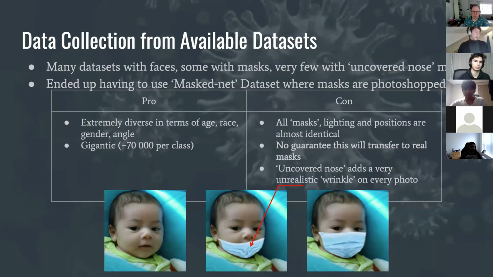Great. And so to help us support the personal data that we collected as well, we decided to see what other data sets were available. So there's this mask data set which photoshops images of masks onto existing photos. And it has some pros and cons. The pros are that it's extremely large, so we can definitely build up our data set size, and it's quite diverse. But the cons are that because it's Photoshop images, there's actually no guarantee that this will transfer to real images. And we can see that here for the uncovered nose example, there's a very unrealistic wriggle along the mask, which will become important later.